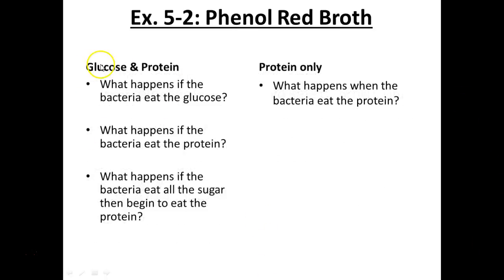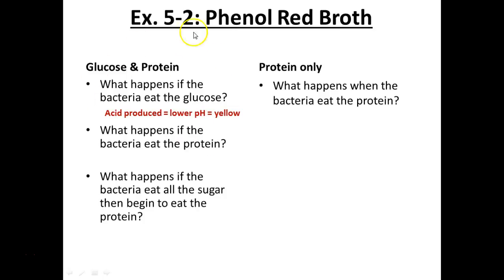So in our tubes, they have a glucose and protein choice. So what happens if they eat the glucose? They ferment it, don't they? So then they're going to produce acids, which are going to lower the pH, so you're going to see yellow. So you're going to know they ate the sugar, right?